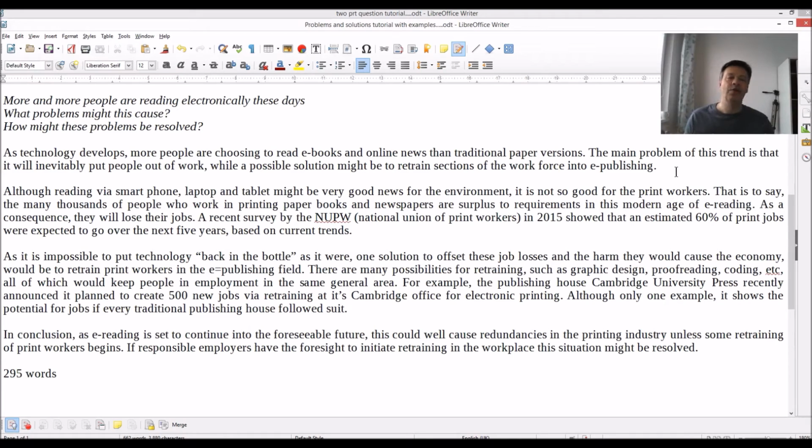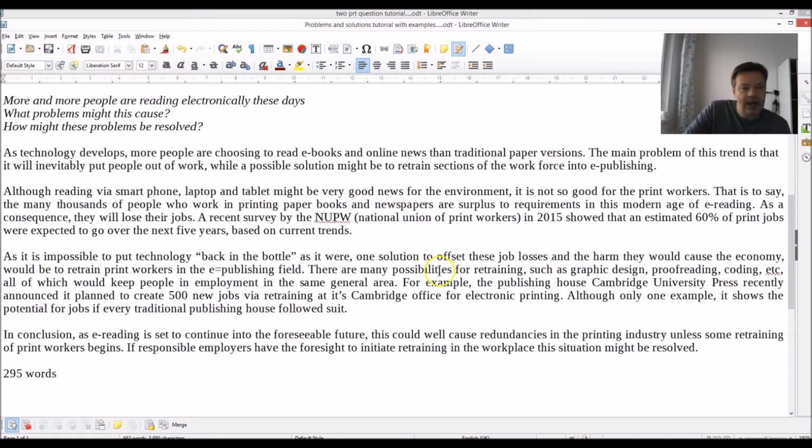I thought, well, what's a possible problem? All the print workers, well, they're basically not printing because nobody's buying their paper, so they might be out of work. So this is why we had this one. So that's the introduction then.